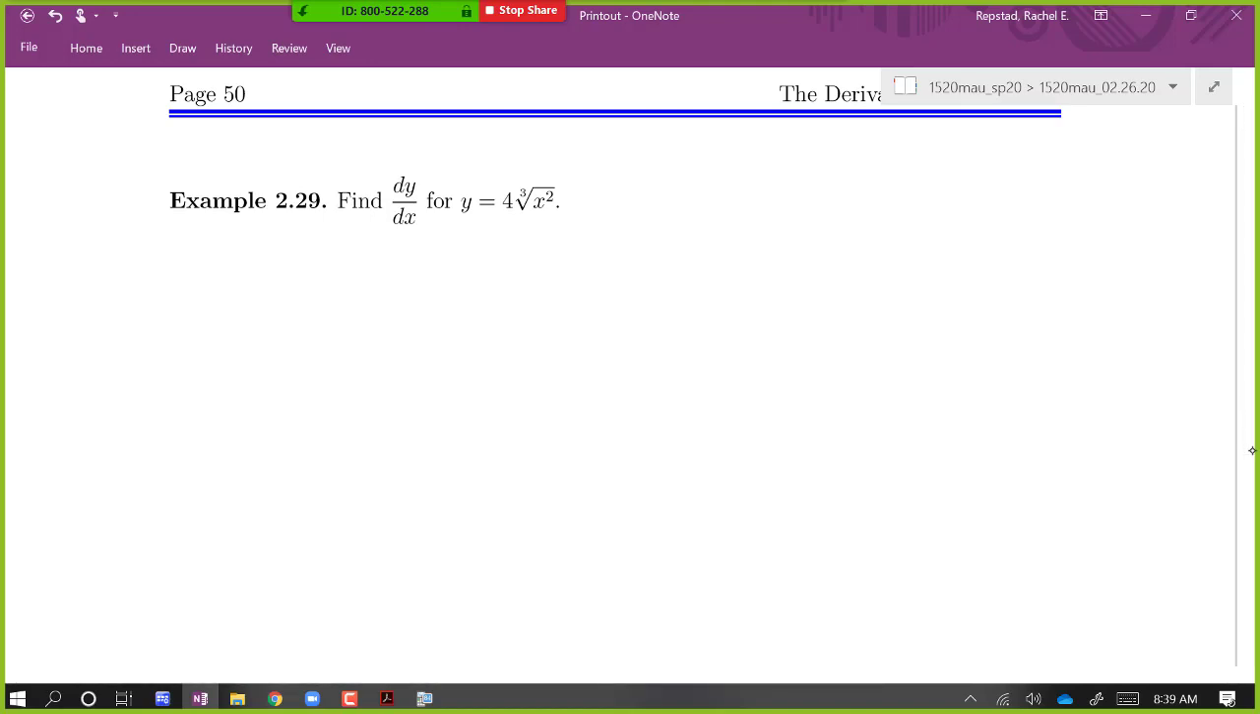There's a theme in a lot of calculus. It's something you're going to hear me say probably 1,000 times during this semester, and that is that an ounce of algebra is worth a pound of calculus. Sometimes we can make our work a lot easier just by rewriting a function. For example, this function, y equals 4 times the cube root of x squared.